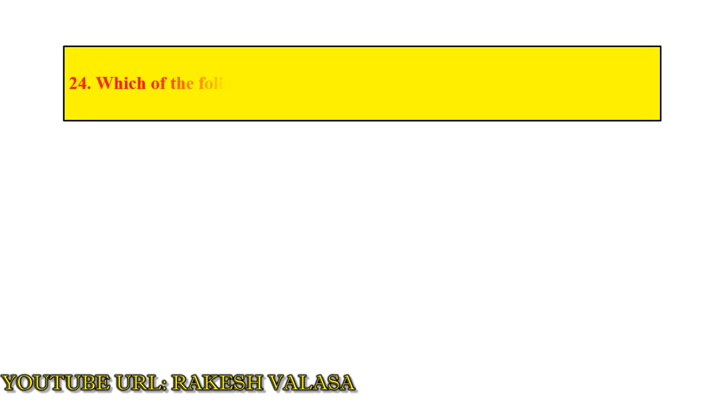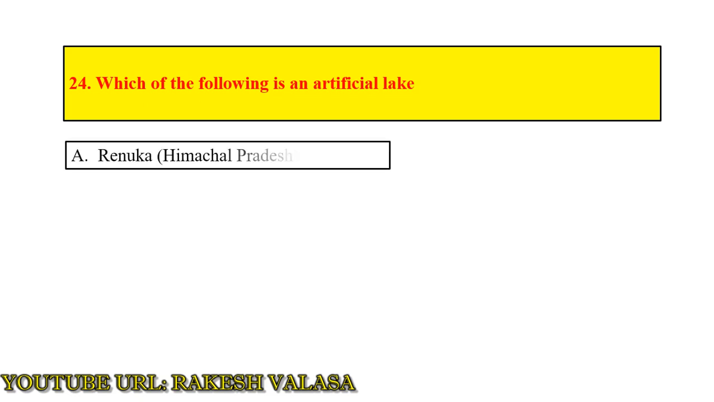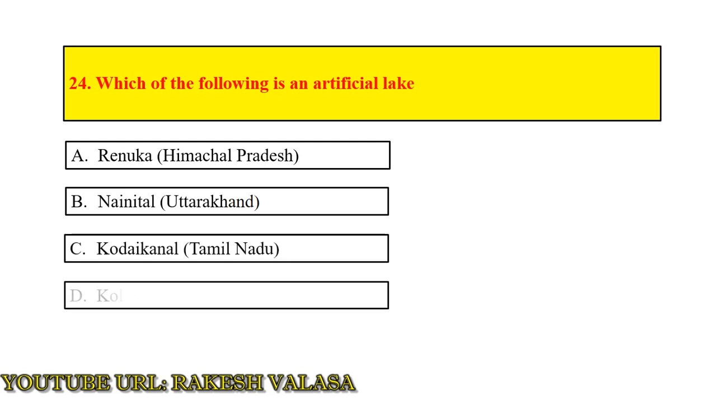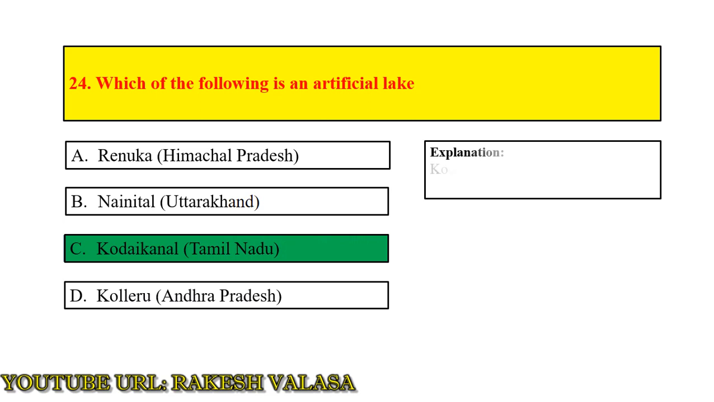Question number 24. Which one of the following is an artificial lake? Answer. Kodaikanal. Explanation. Kodaikanal has a 159 years old artificially built lake in Tamil Nadu.